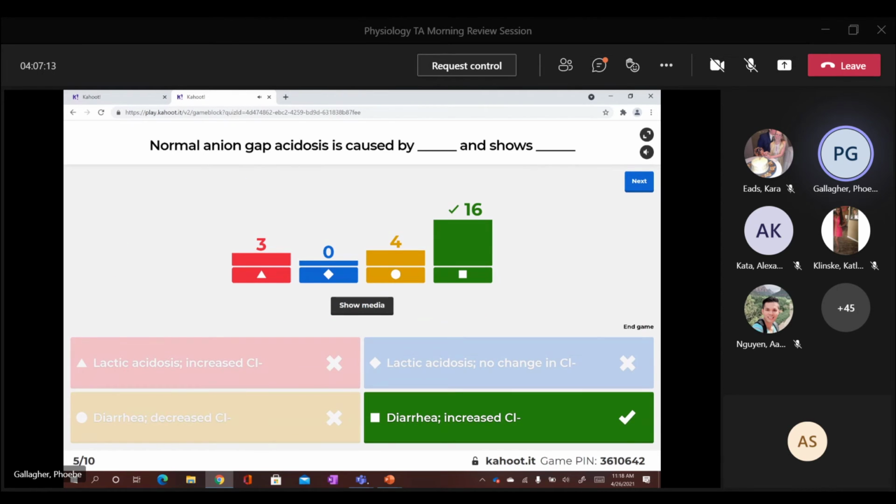Awesome. Yeah, normal anion gap is caused by HCl or diarrhea, and it's going to lead to more chloride being increased to make up for the loss of bicarb.